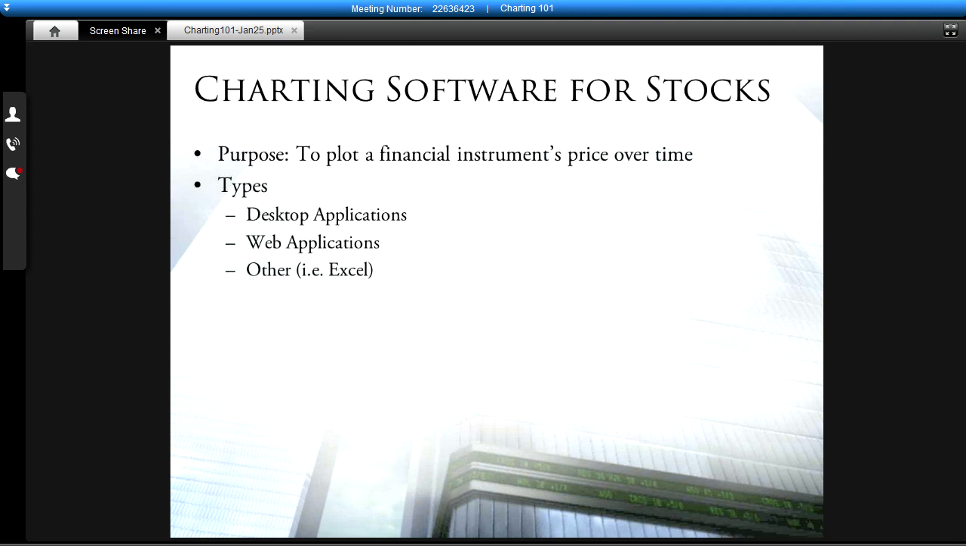But with a desktop, if you don't bring your computer, you lose all your settings and you'd have to install it elsewhere and redo everything. But desktops tend to have a lot more features than the web applications. So just be aware of that. And you can use other software like Excel. Excel actually does do some minimal charting for you, but it's just not as robust, and you've got to manually do a lot of stuff like getting the data values in there and everything like that.